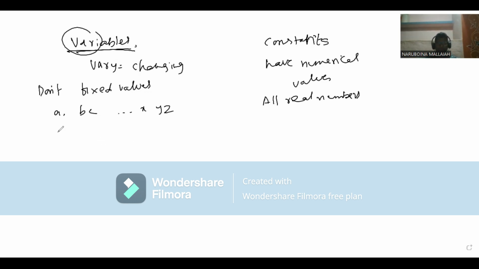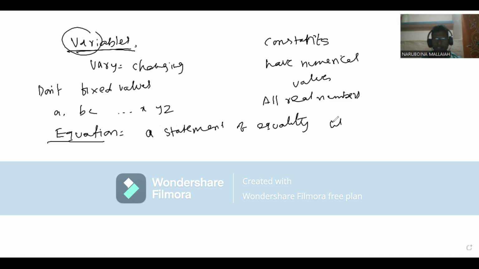After that, let us know what is an equation. We come across equations in this chapter frequently. An equation is a statement of equality which contains one or more unknown quantities. The symbol for an equation is the equal to sign.